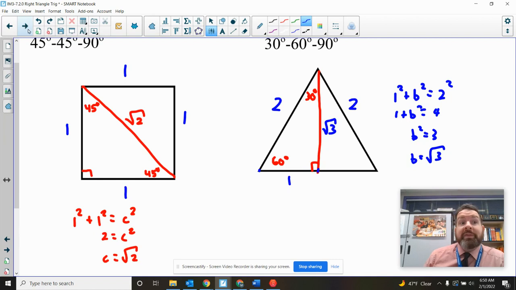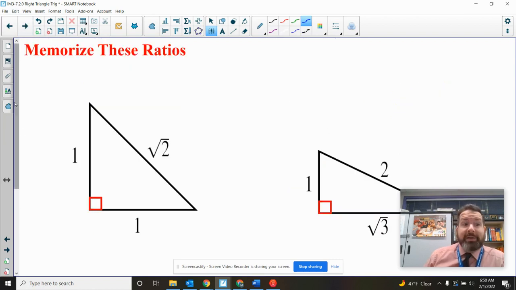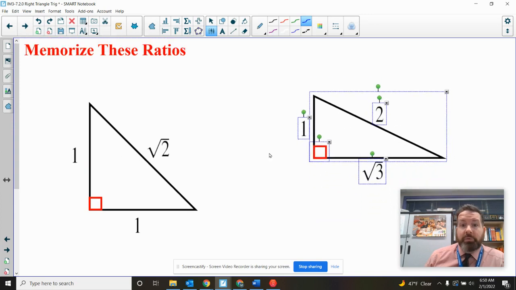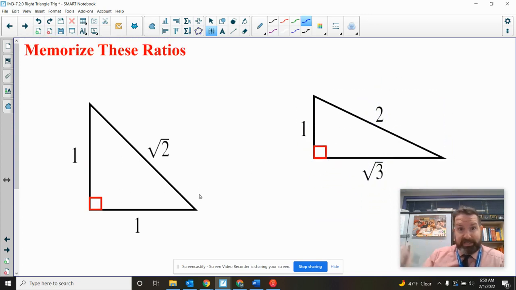So they're special because of where they come from. Your pre-calculus teacher is going to expect that you have these two things memorized. In a 45-45-90, let me label my angles here. The two legs are the same, and then the hypotenuse is square root of 2 times as long. In the 30-60-90, the short side is always half the length of the hypotenuse, and then the long leg is square root of 3 times as long as the short leg.